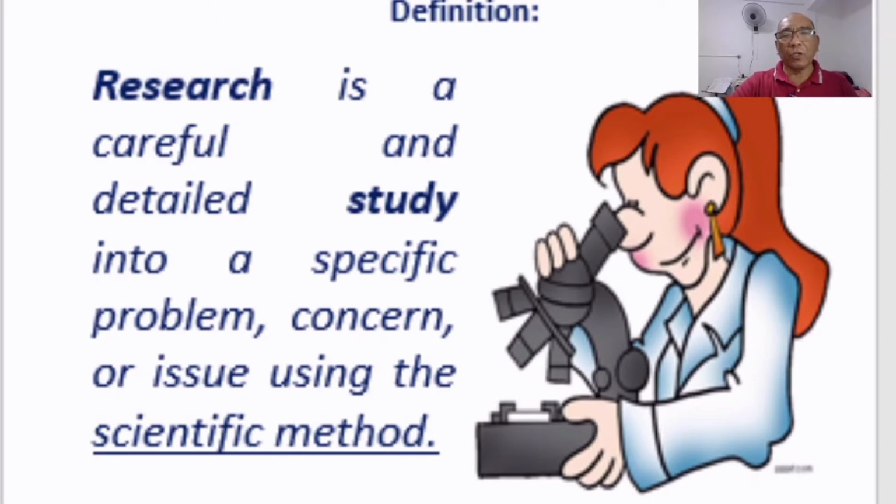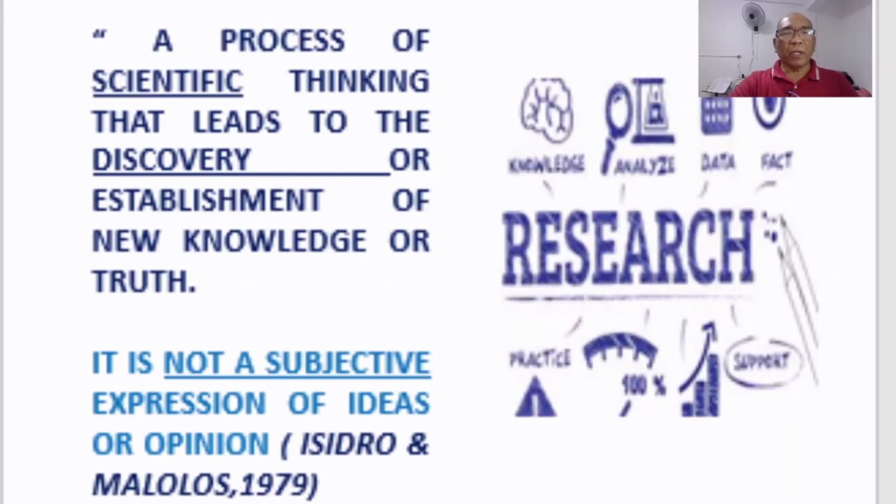Research is also defined as a process of scientific thinking that leads to the discovery or establishment of new knowledge or truth. Take note that the term scientific also appeared in the first definition of research. It expresses the idea that research, its processes and results are not subjective, but rather based on actual accuracy.